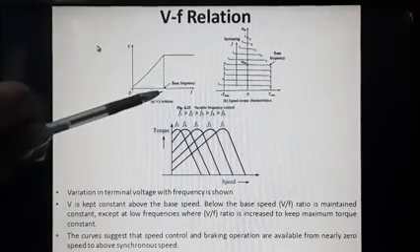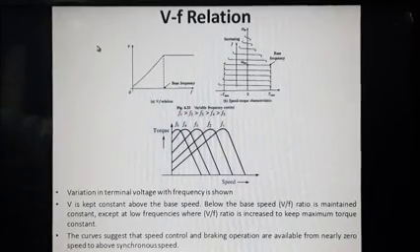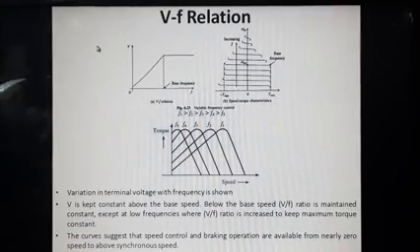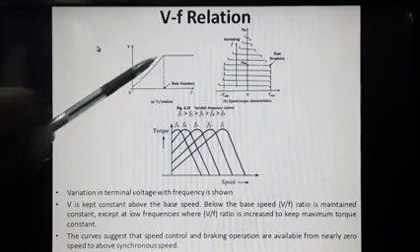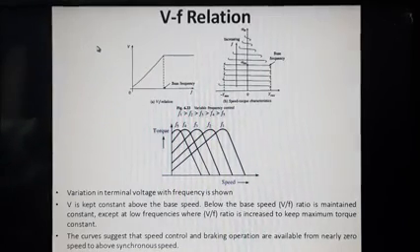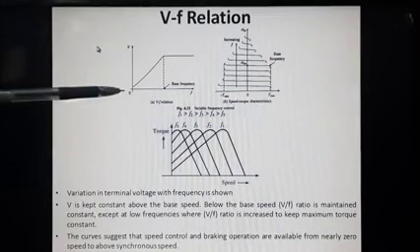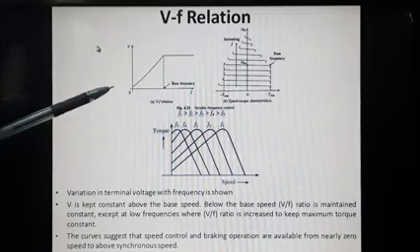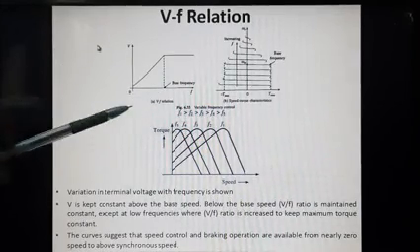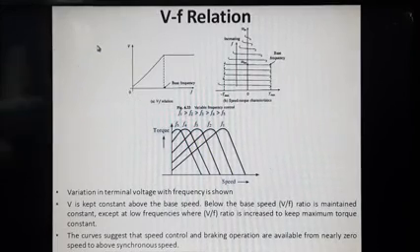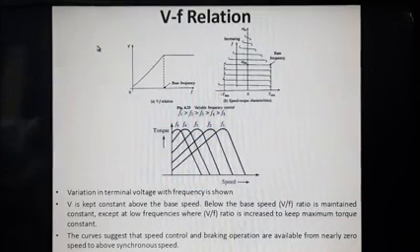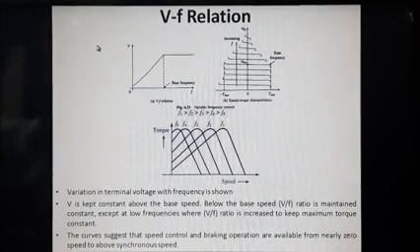So from the base frequency, if you are reducing the frequency, definitely the value of voltage also will be reduced in order to maintain the V by F ratio constant. If you are looking here, the slope which you will be getting from here will be a constant one. So from this graph, if you are trying to increase the speed from 0 to the base frequency, what happens is simultaneously the voltage is also increasing in order to maintain the V by F ratio a constant one.